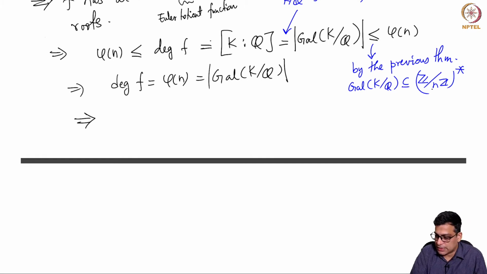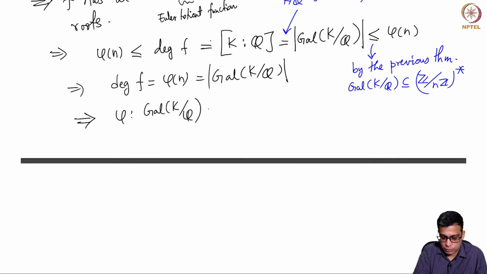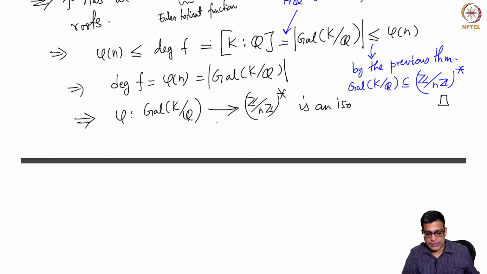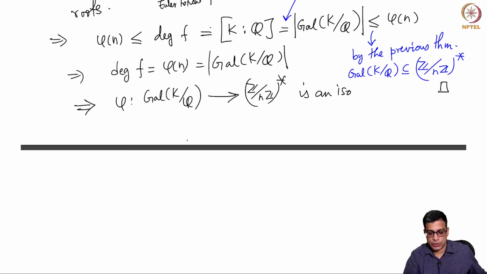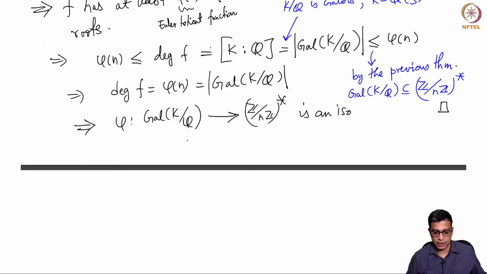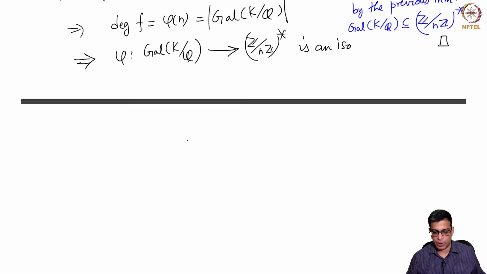But that means this is a subgroup, but their orders are equal. So phi from Galois K over Q to Z mod nZ star, this particular map, is an isomorphism, right? Because this is an injective map between two finite groups whose orders are equal, so this must be an isomorphism. So that's all. This shows that the Galois group of K over Q is Z mod nZ star.